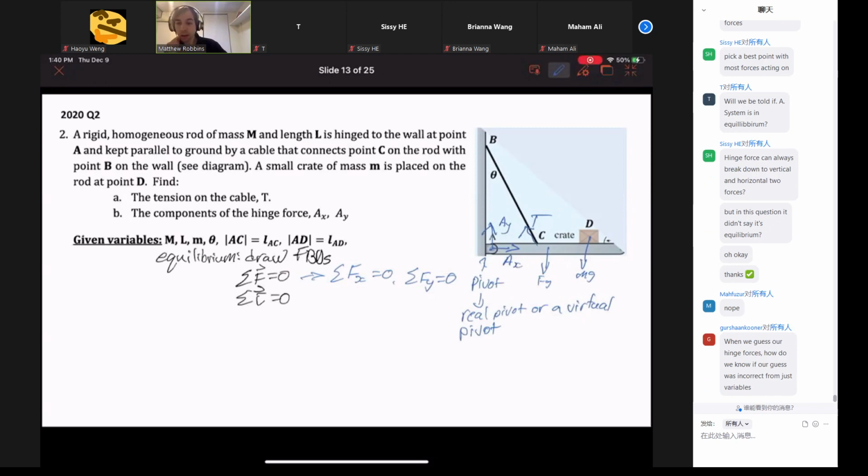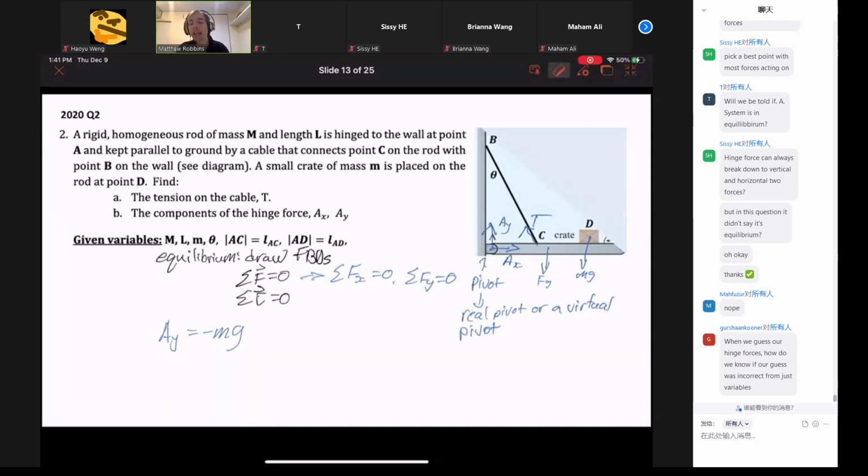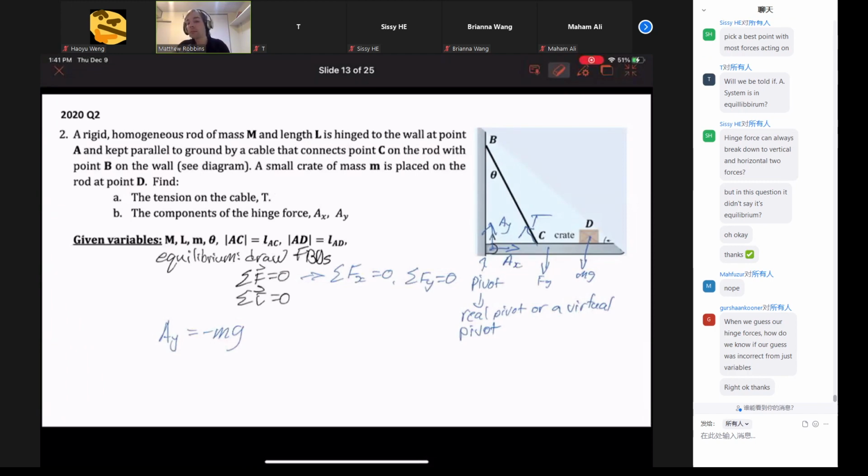When we guess our hinge forces, how do you know if your guess was incorrect from just variables? Short answer is it really depends on the specific problem. If, for example, we get the hinge force equals negative mg, that means that you guessed the hinge force in the wrong direction. If you get something like hinge force is equal to mgL over L minus mgLB over L plus mgLC over L, then it really depends upon the specific lengths within the problem. If you don't know anything about the lengths, then you wouldn't necessarily know whether your hinge force was pointing in the right direction or not. But that's okay, since ultimately what we care about is the magnitude of our hinge force. Or if you get a hinge force equal to negative mg, you can leave it at that.